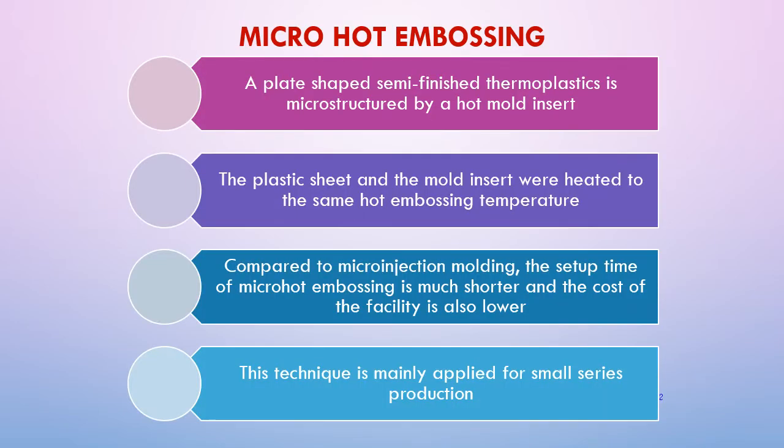For micro hot embossing, a plate-shaped semi-finished thermoplastic is microstructured by a hot mold insert. The plastic sheet and the mold insert will be heated to the same hot embossing temperature. If we compare it to micro injection molding, the setup time of micro hot embossing is shorter, and the cost also will be lower. This technique is mainly applied for small series production.